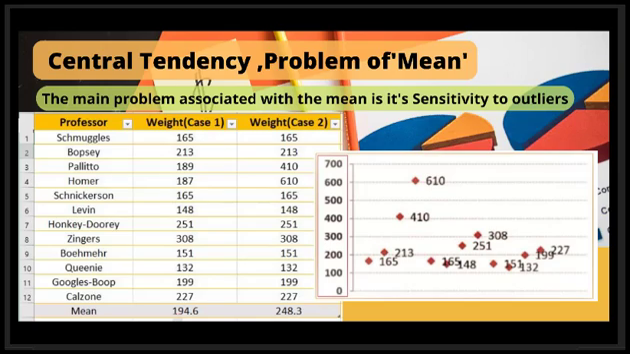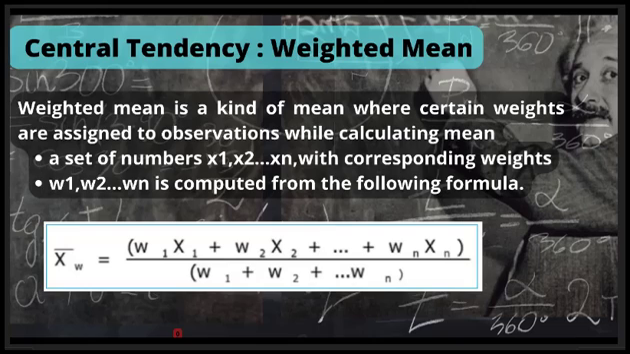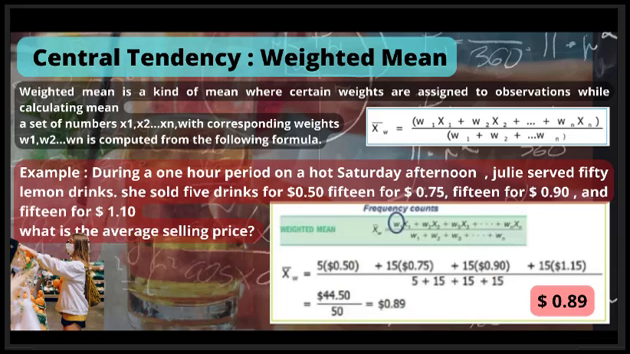Let's move to the next one, which is the weighted mean. It seems like the mean, but we add some weights to each of the values of observation. The weights we assign to each observation while calculating the mean are different. For example, this is Julie. She's selling some lemon drinks during a hot Saturday afternoon.